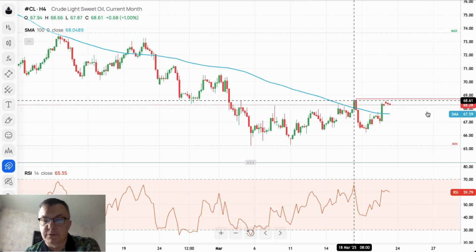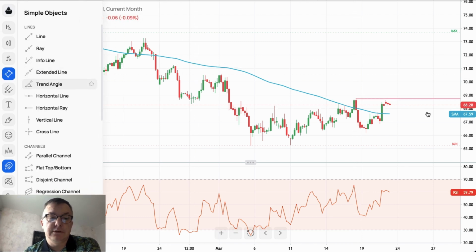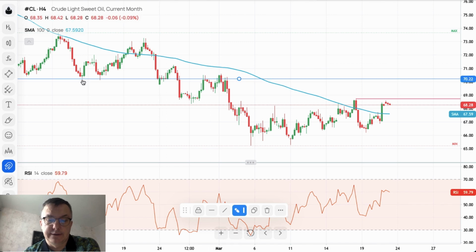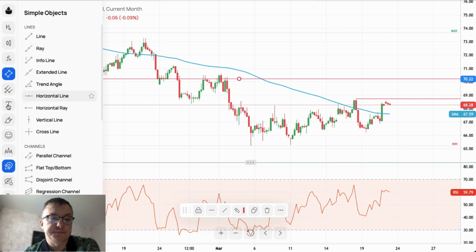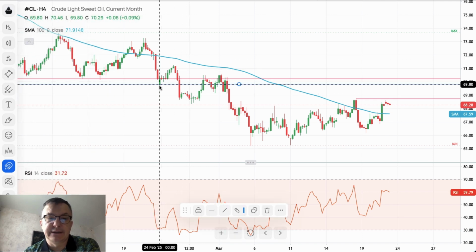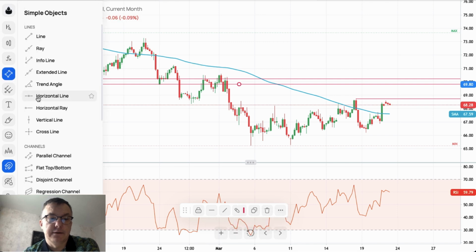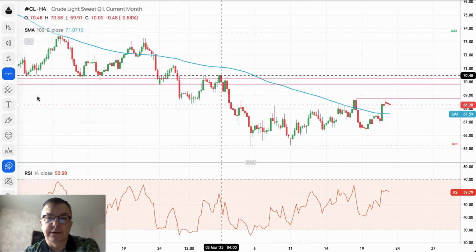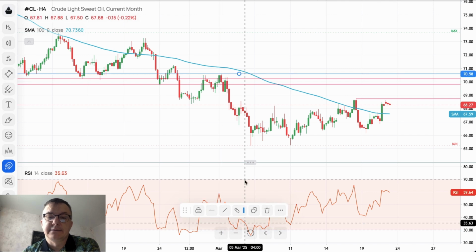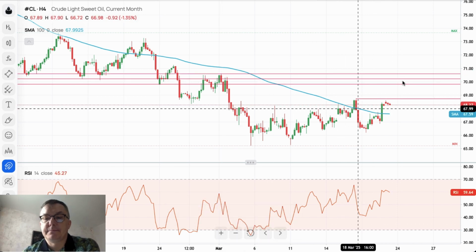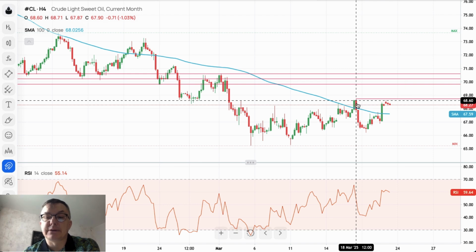So any breakout higher above yesterday's high would ideally open the road towards the very interesting supply zone, which is located here, say 70.22, 69.80, and eventually 70.58. So that's the next supply zone. So please pay special attention to any breakout above the 68 level.